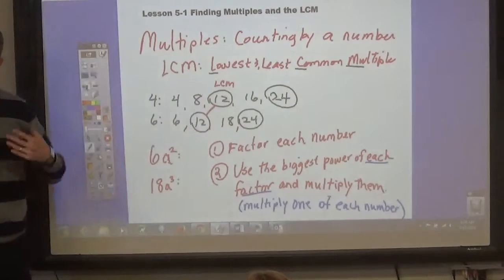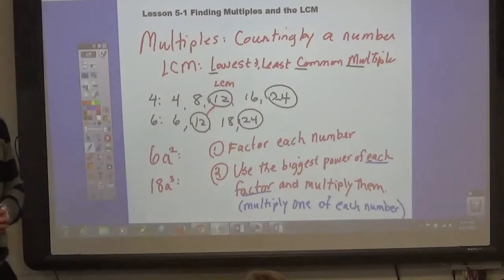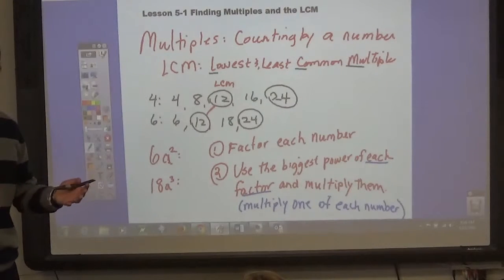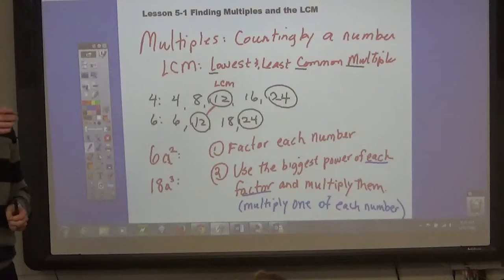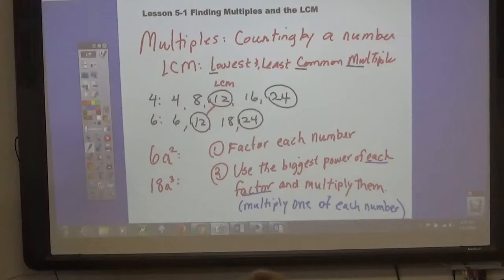So if you were asked the question, what is the 5th multiple of 4? The 5th multiple of 4 is 20 because 5 times 4 is 20. Okay? What is the 6th multiple of 6? Then you would multiply 6 times 6, which is 36.